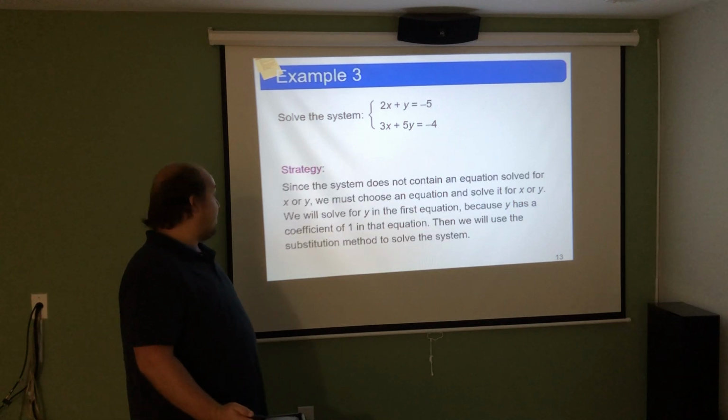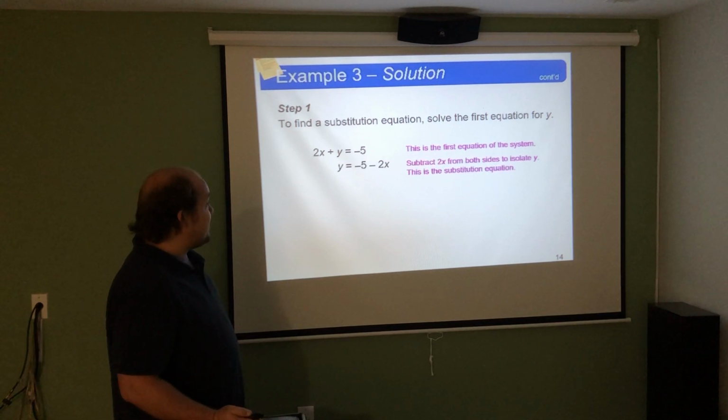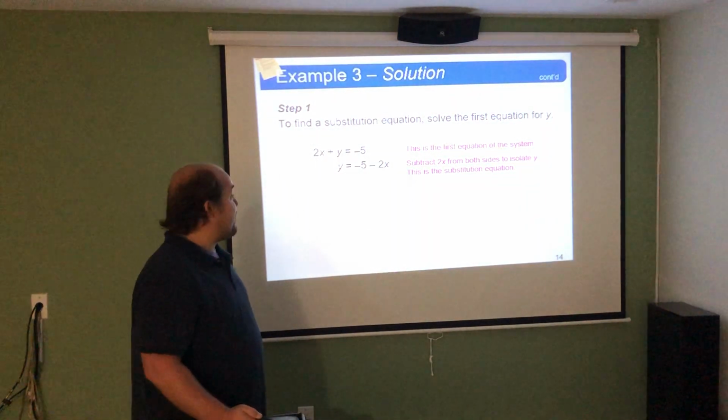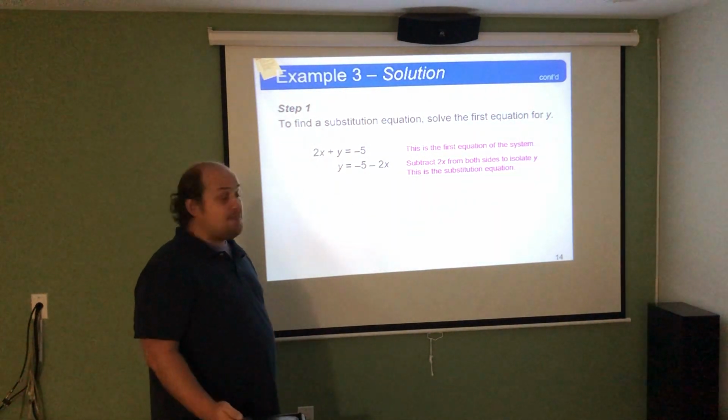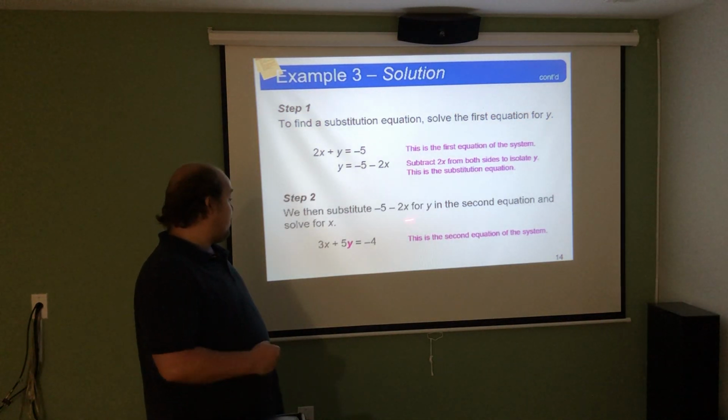So the first thing that we're going to do is move the 2x to the right. That's how we get y equals -5 minus 2x, or really I'd prefer you to write it as -2x minus 5, but really they're the same thing. We substitute it in wherever we see a y in the first or in the second equation.